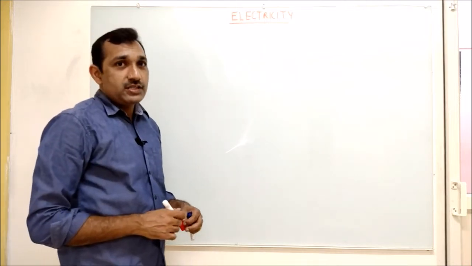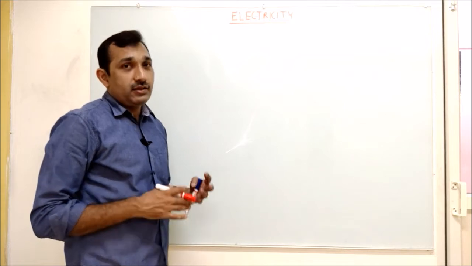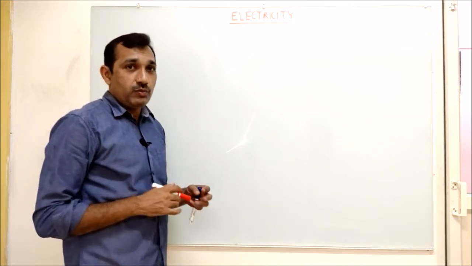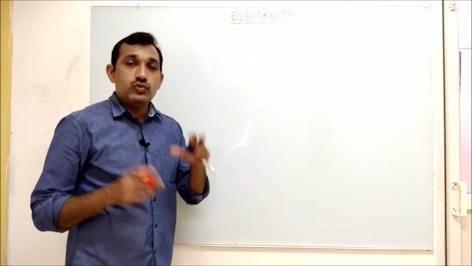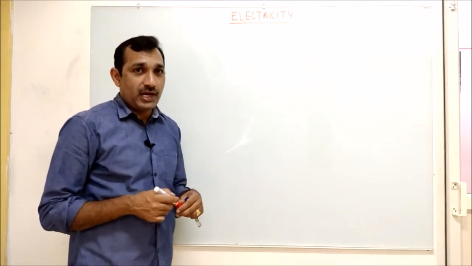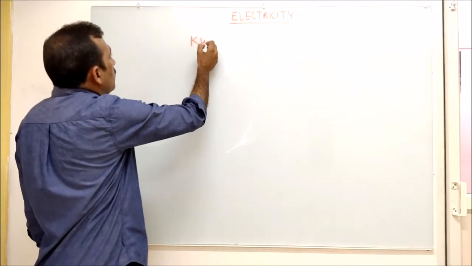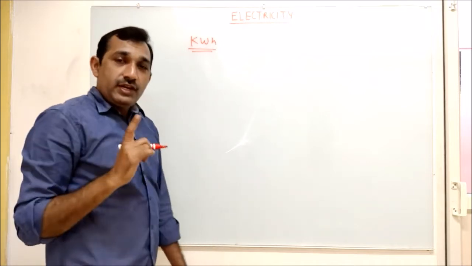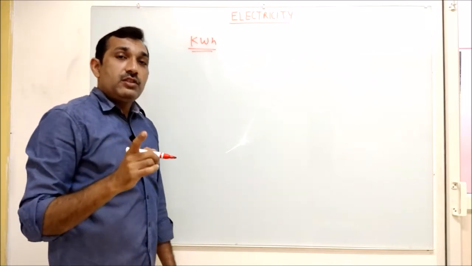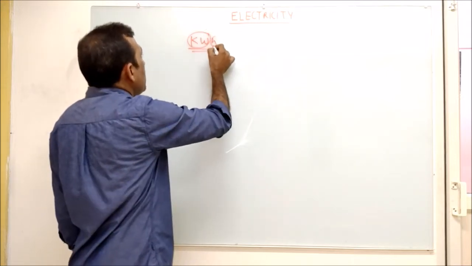One more important thing is, what is the practical unit of electric energy? If we measure electric energy, say in joule, joule is a very small unit. It's not practical. So the practical unit which we use is called kilowatt hour, right? When we deal with joule, we deal with watts and seconds. Here we are talking about kilowatts and hours.